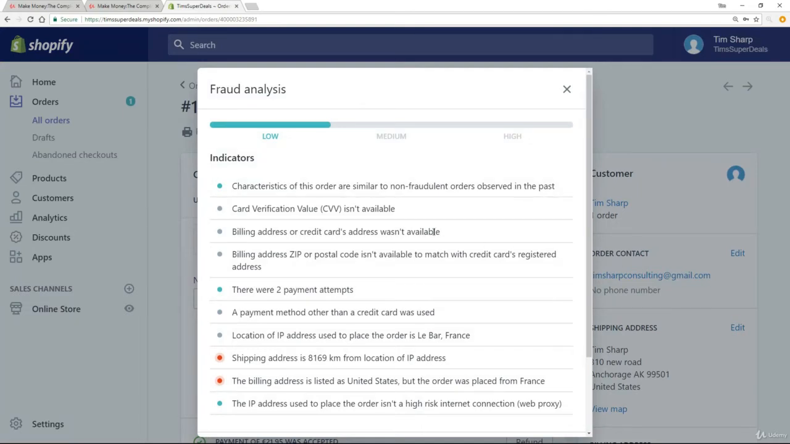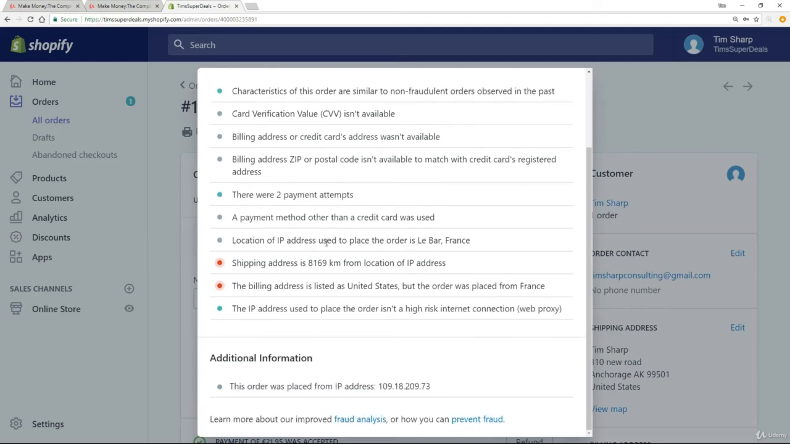Now here I get all kinds of stuff that might help me determine whether this was a fraudulent payment. An interesting one here is that the shipping address is 8,169 kilometers from the location of the IP. Do you remember, with that customer information, I actually put in somebody in Anchorage, Alaska, just as a test, a long way from me, but it picked that up. Again here, the billing address is listed as United States, but the order was placed from France.